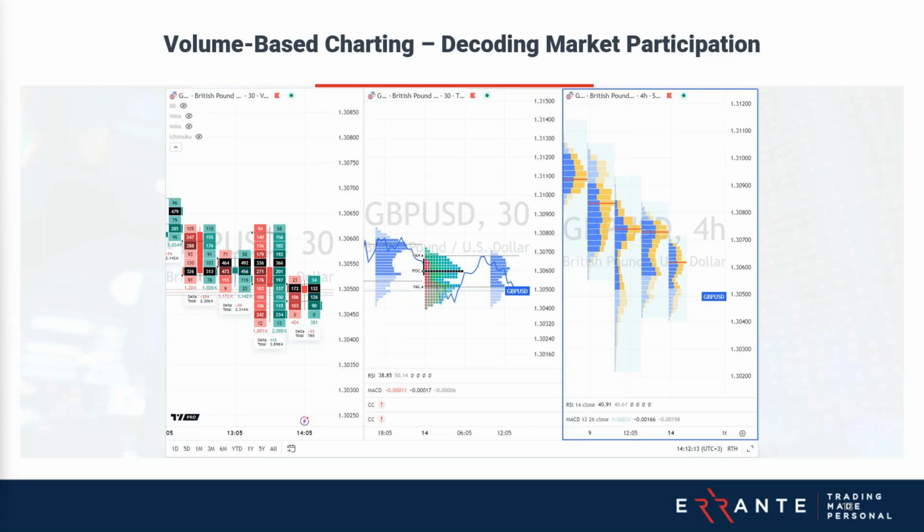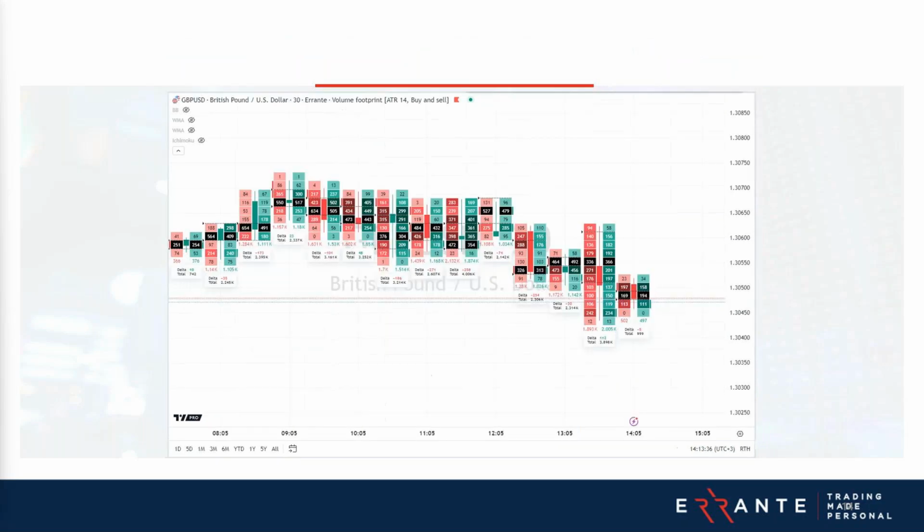So in this section, we'll look at three powerful volume-based chart types that we have on TradingView, and fortunately, you can trade them with Errante. The volume footprint, the time price opportunity or TPO charts, and session volume profile. Each of these tools offers a unique way to analyze market participation, gauge the strength or weakness of trends, and reversals.